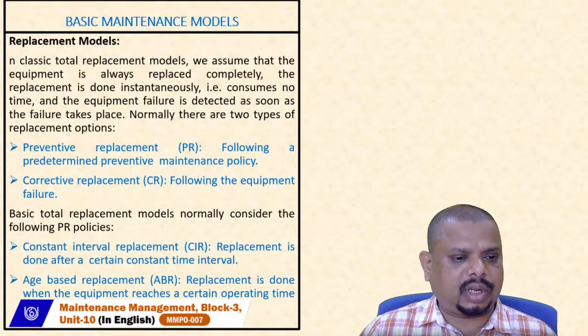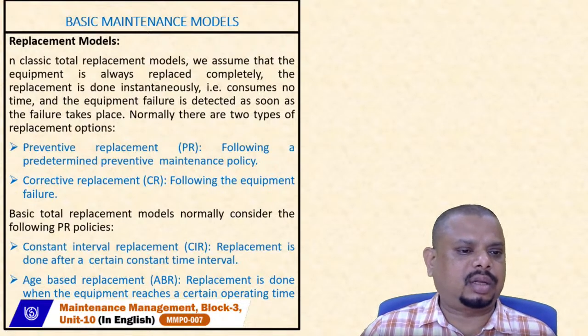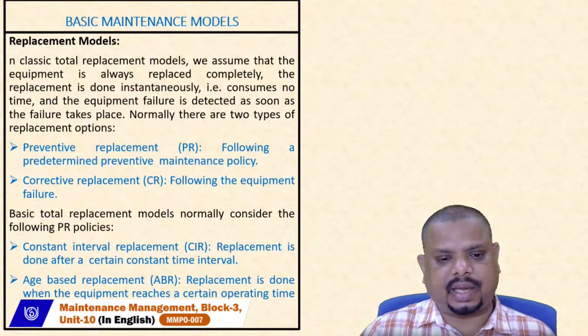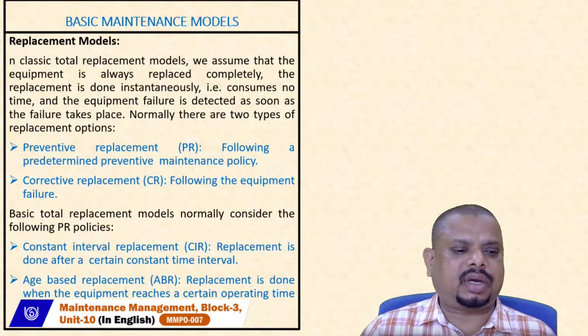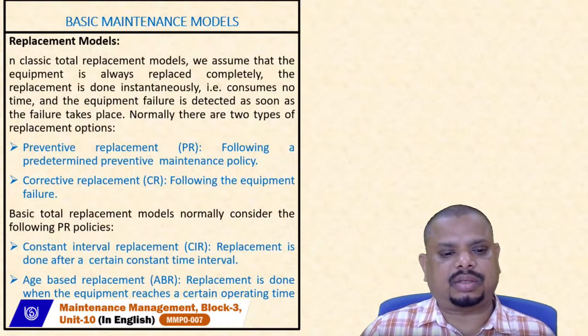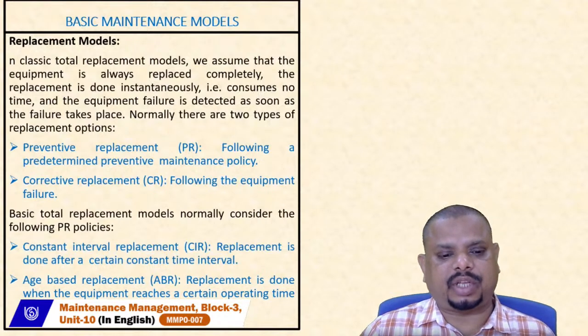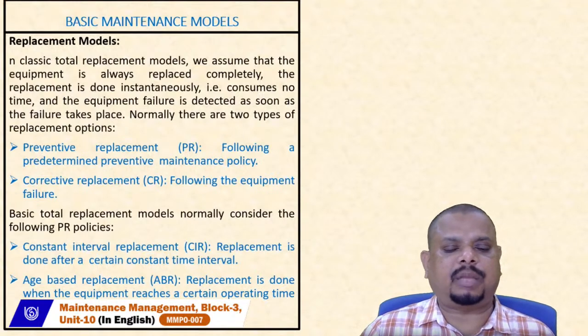If you go further, there is an extension of these total replacement models, which basically considers the following preventive replacement policies. The first one is constant interval replacement, shortly known as CIR. This replacement is done after a certain constant time interval. This is the first policy. And the second one is age-based replacement, which is shortly known as ABR. ABR replacement is done when the equipment reaches a certain operating time or age.